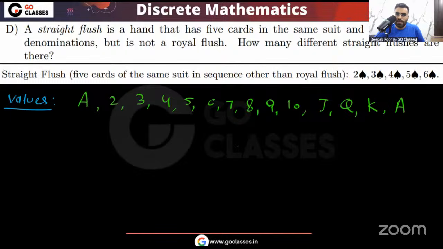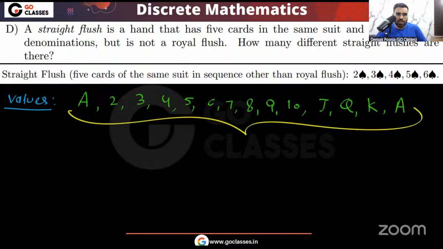But you cannot turn the corner, meaning you cannot take king and ace from here and 2 3 4 from here. You can consider ace as the lowest, or as the highest, but you cannot turn the corner. For example, you cannot take 3 from here and 2 from here. I hope it is clear. So this is how you can write the values.